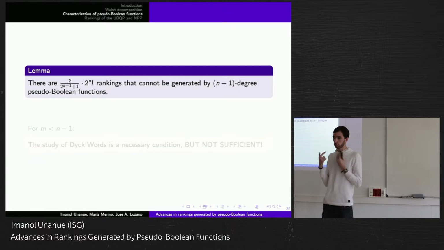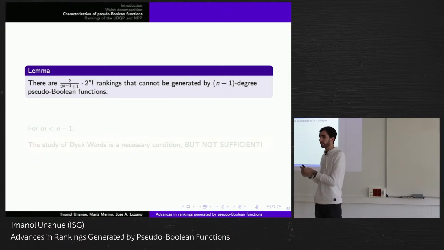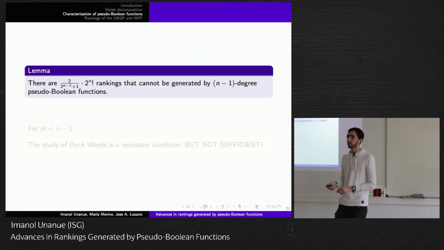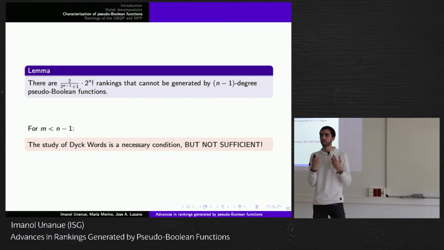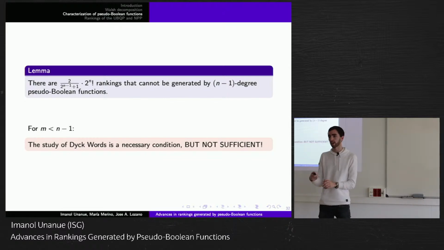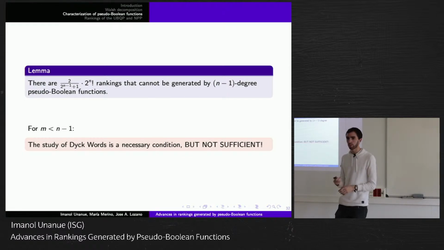And if we assume that that conjecture is true, we can exactly calculate the number of rankings that can only be generated by n degree pseudo-Boolean functions, and it must be n or higher. The case when the degree of the pseudo-Boolean function is lower than n-1 must be studied. Just to remember, the degree presents a necessary condition to generate a ranking, but not sufficient. I have an example if you have any doubts, in which I can show you this.